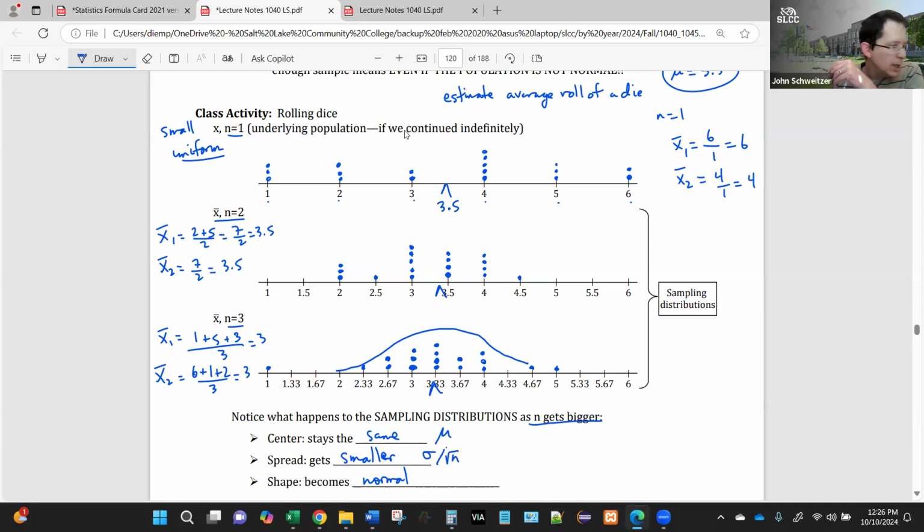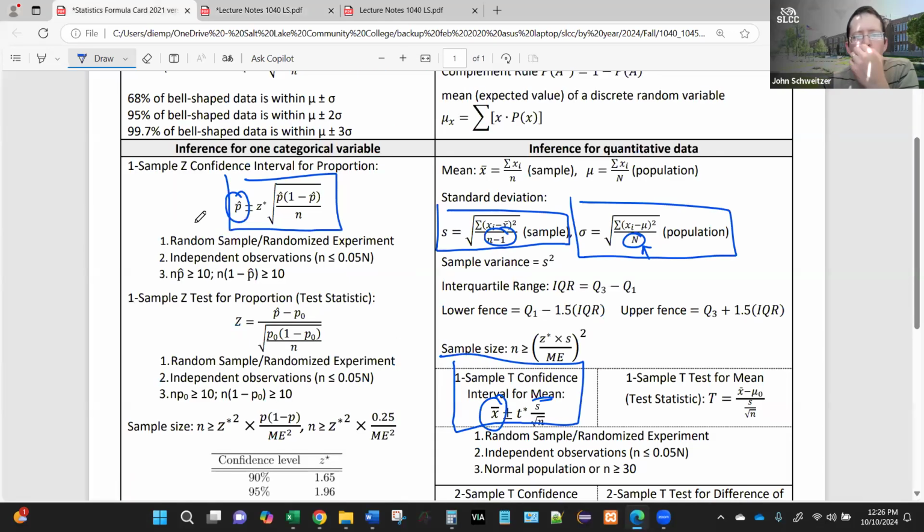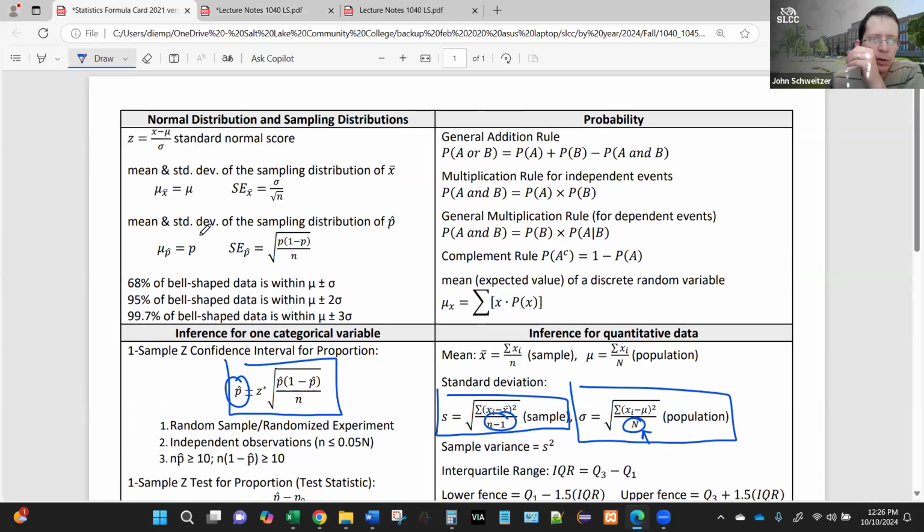So we call this the standard deviation or the sampling error for the sampling distribution for X bar. Okay. Now these formulas are on your formula card, so you don't need to memorize them. Wouldn't hurt, but you don't have to. They're right here. It's the mean and the standard deviation of the sampling distribution of X bar.